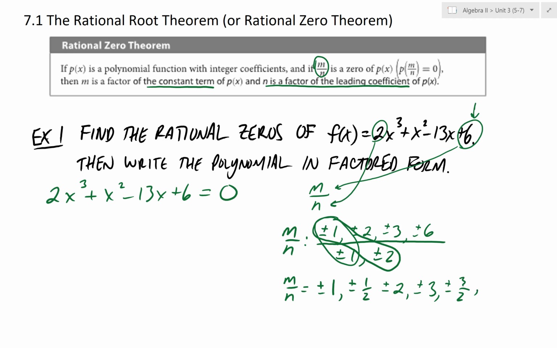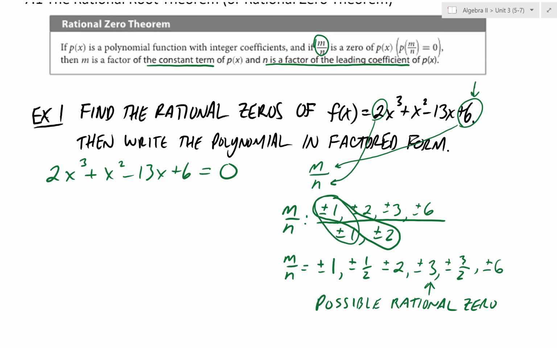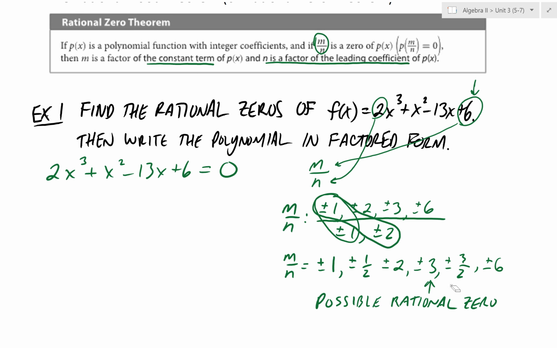And then what else do we need to add to our list? 6 over 1 is 6. And what about 6 over 2? We already have it. 6 over 2 is 3, and we already have it right here. Okay? So that is our list of possible rational zeros. So if there is a rational zero to this polynomial, it's got to be one of those. Possible rational zeros.